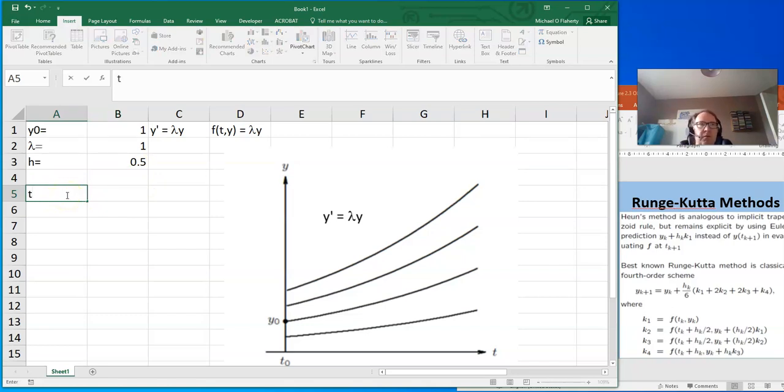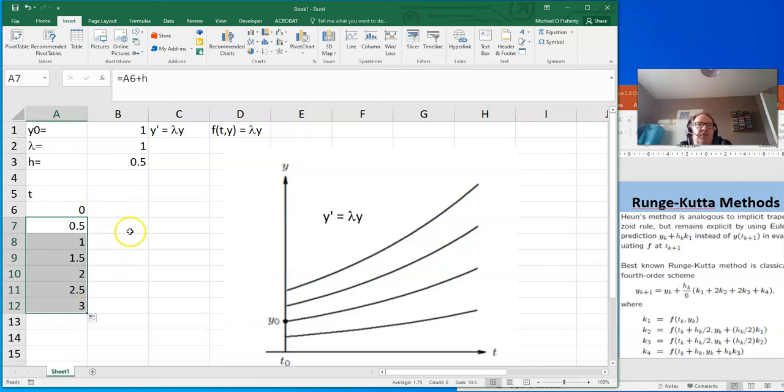First of all, I'm going to put in some values of time. So t is equal to 0. And in every subsequent cell, I put the previous one plus h, so it increments by h each time. Do that from 0 to 3.